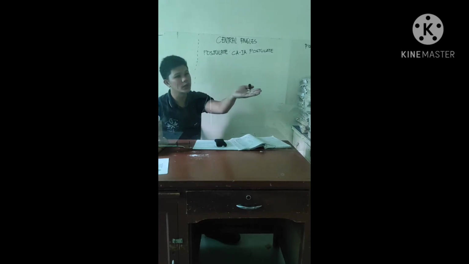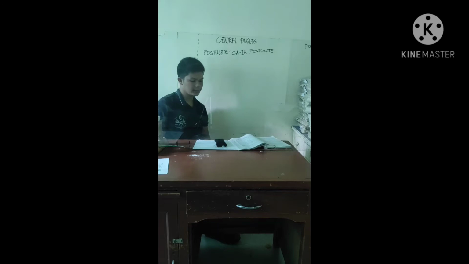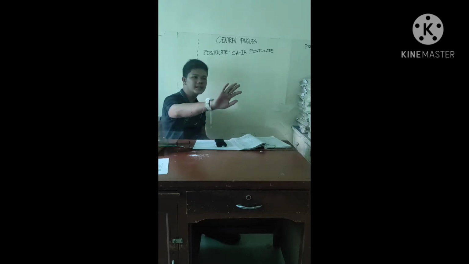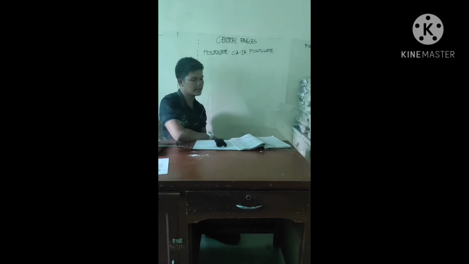Okay? So, ano ito, or ano si central angle intercepted arc postulate? Si central angle intercepted arc postulate is a measure of the central angle of a circle that is equal to the measure of its intercepted arc. Okay. So, that is the same sa discuss natin kanina. Okay? Na ang measurement ni central angle is equal sa measurement ni minor arc. Okay?